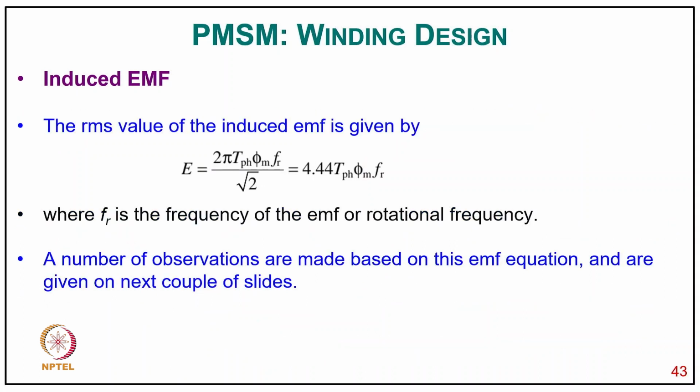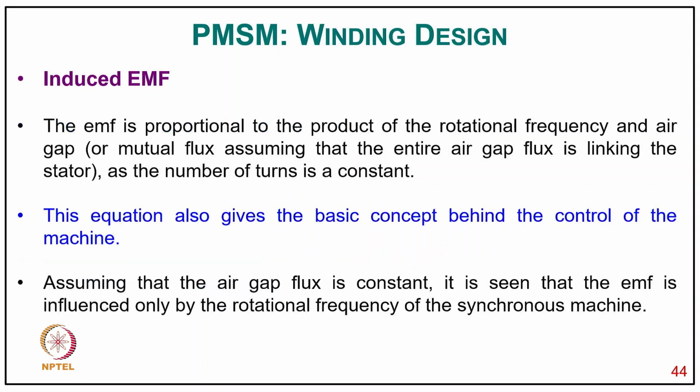So the RMS value of the induced EMF is given by 2 pi T ph phi m f r divided by root 2, or equal to 4.44 T ph phi m into f r, where f r is the frequency of the induced EMF or rotational frequency. A number of observations are made based on the induced EMF, this EMF equation, and are given in the next couple of slides. So the EMF is proportional to the product of rotational frequency and air gap or mutual flux, assuming that the entire air gap flux is linking the stator and the number of turns is constant.